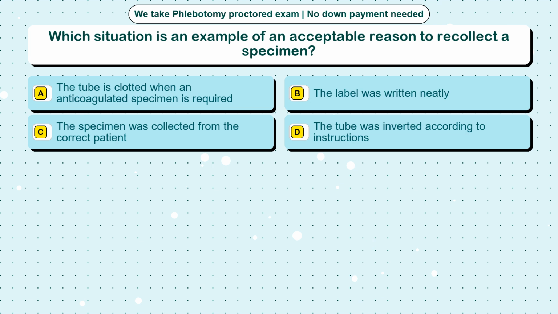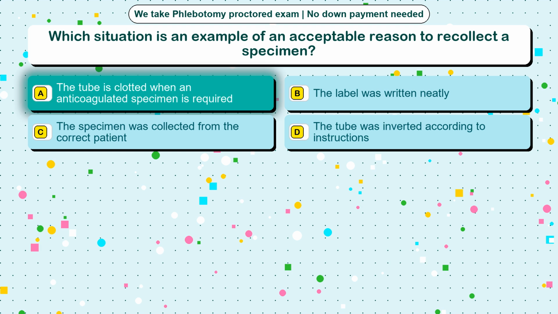Question 54. Which situation is an example of an acceptable reason to recollect a specimen? Option A, the tube is clotted when an anticoagulated specimen is required. Option B, the label was written neatly. Option C, the specimen was collected from the correct patient. Option D, the tube was inverted according to instructions. The correct answer is option A, the tube is clotted when an anticoagulated specimen is required.